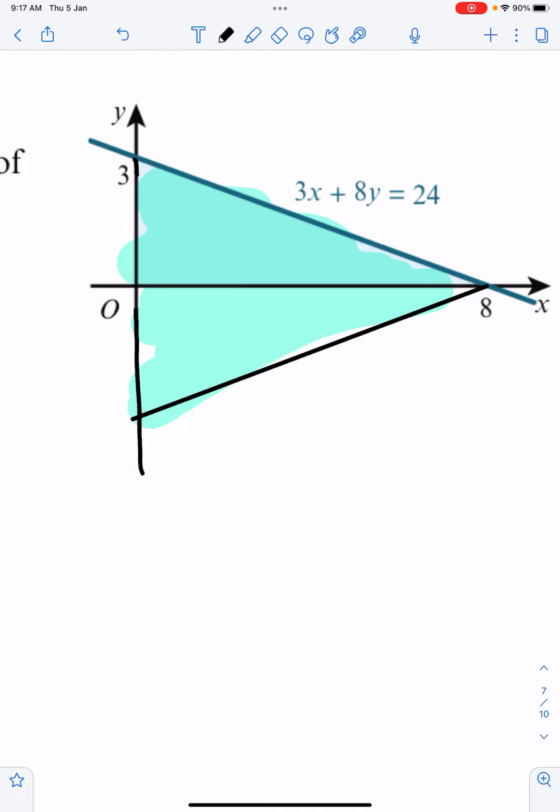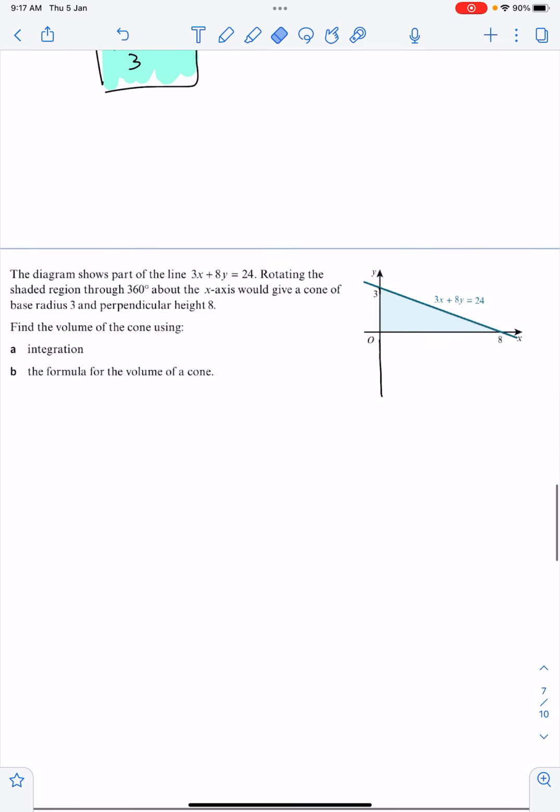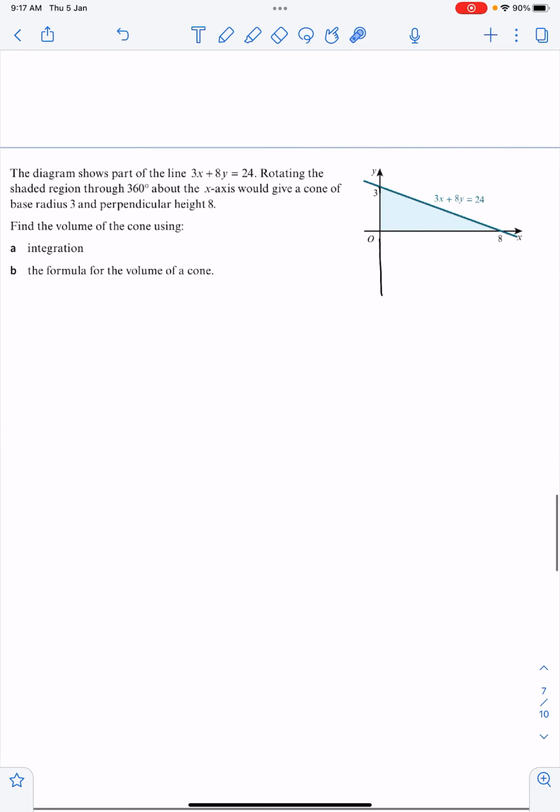So that's what they're saying, that if you rotate it 360 degrees about the x-axis, you will get a cone with the radius of 3 and the height of 8. Find the volume of the cone using integration. So I am using integration to get the volume of the cone, and then in the second part they are asking us to find the volume of the cone with the help of the formula for the volume of the cone. Now, for the first part I have to integrate, so as a first step I have to make y the subject.